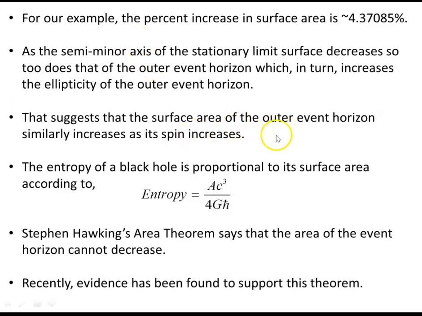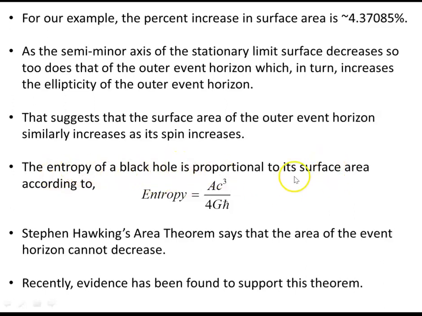So this statement is to be understood. Surface area increases because matter and energy are crossing the event horizon, imparting angular momentum to the black hole itself, and so increasing its mass. And we'll see that in the next video.